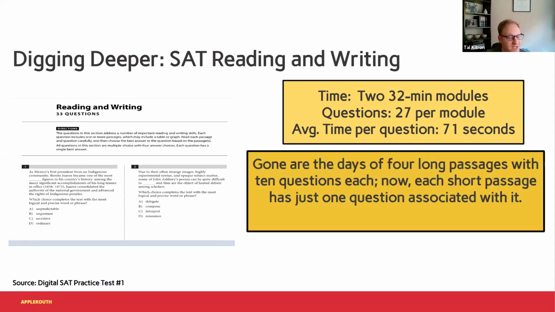The max you'll see per passage is 1 question associated with it. So if there's a passage that doesn't click with you, it's not like it's going to cost us half or a quarter of the points on the section. It might cost us 1 question, but we can always just move on, come back later if we have time. So you'll see short passages, 1 question associated with each.